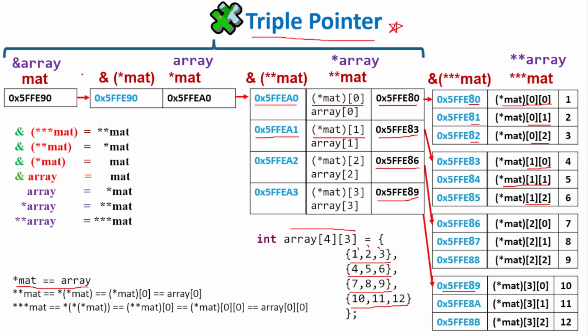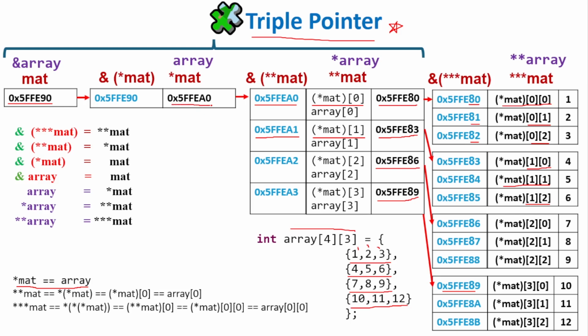If the address of array is 5FFE90, then the value of mate inside the function is also 5FFE90. That means mate points to the memory location where the pointer array is stored. Since mate points to another pointer, it is part of a triple pointer relationship. The base address of the other array is stored in *mate.